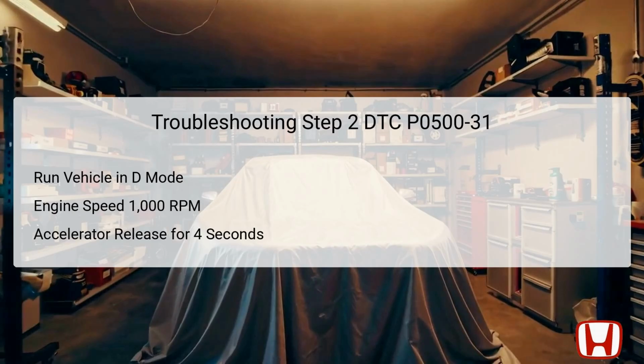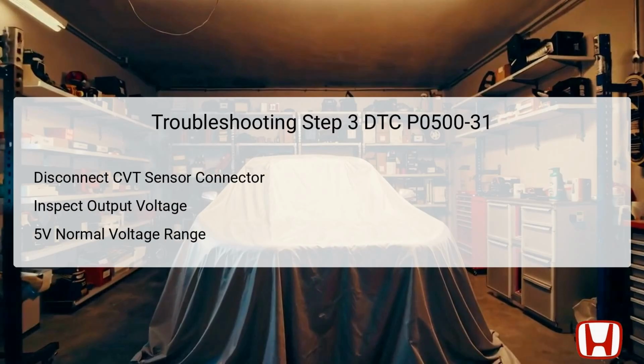This action allows the TCM to gather necessary data and analyze the response to the speed sensor signal under controlled conditions. The next step is to disconnect the CVT speed sensor connector. This action is necessary for conducting further tests on the sensor's output. Once the connector is disconnected, the next part of the procedure involves checking the voltage coming from the speed sensor.